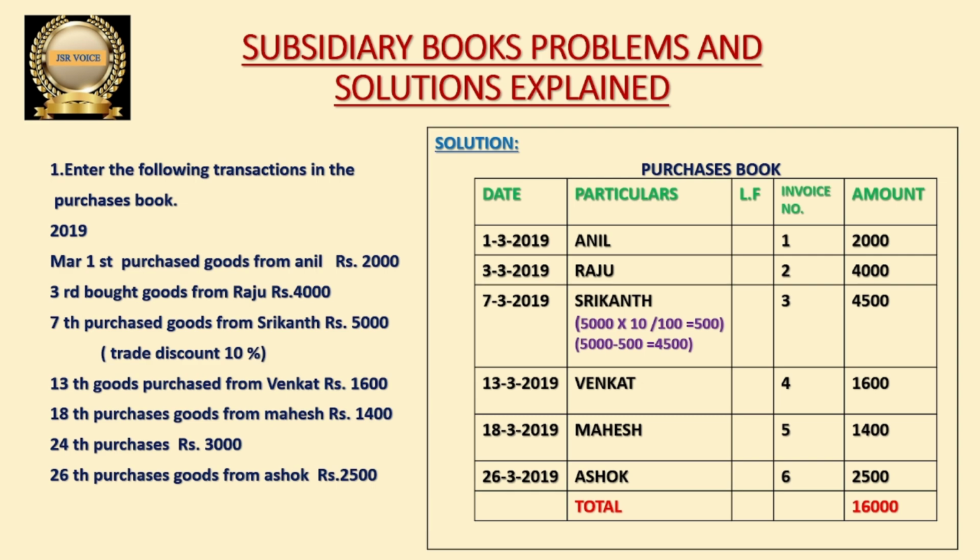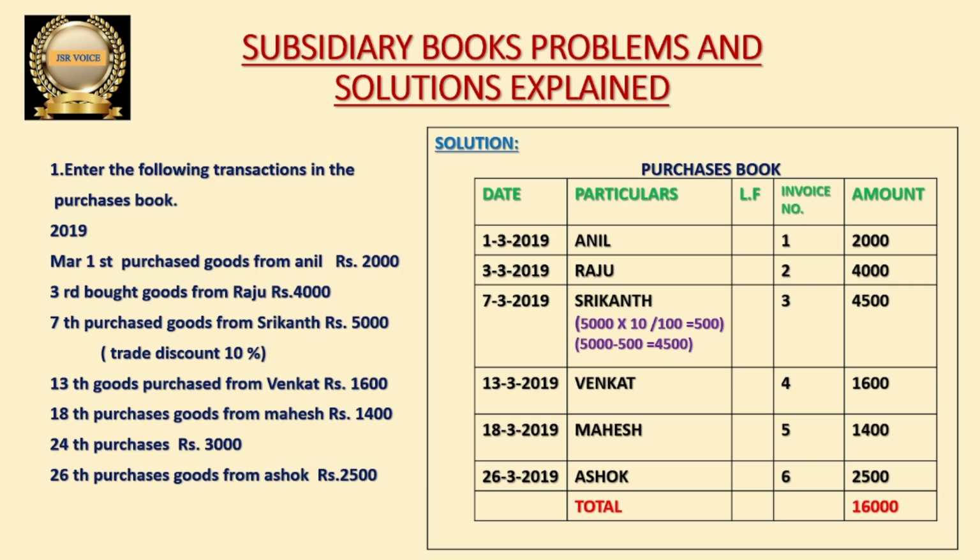So it is eligible to be recorded here in the purchases book in the solution. So you can see right side purchases book. I recorded date in the date column, 1st March, 1-3-2019. Okay, is it clear? Date. And next in the particulars column we should write only name of the person. So what is the name of the person? Anil. So we should write Anil.